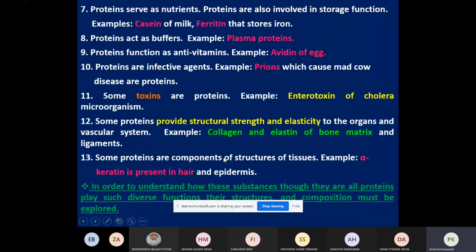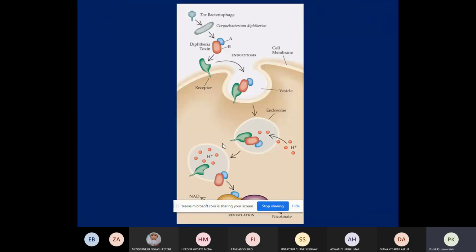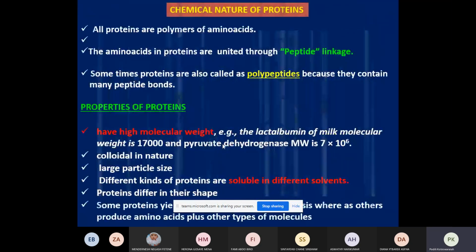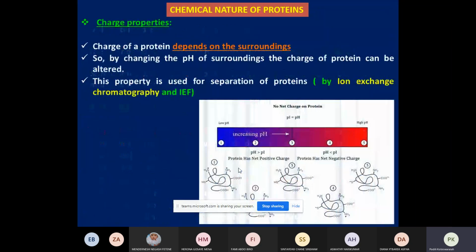So that means the proteins have various functions in the human body, and these proteins are composed of many amino acid residues linked by the peptide bonds, and they have certain special properties. They have high molecular weight, they have colloidal nature, and they have different properties, and they are soluble in different solvents, and they have different shapes, and so on.